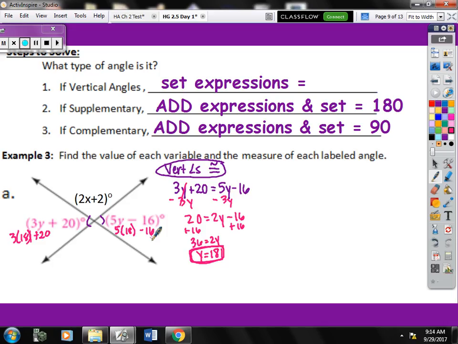Now, some of you may be tempted to only plug it in one, right? On a quiz or test, I would plug it in both just to make sure they're equal, that you didn't solve it wrong. Because if you did somewhere solve it wrong, that will help you catch your mistake.